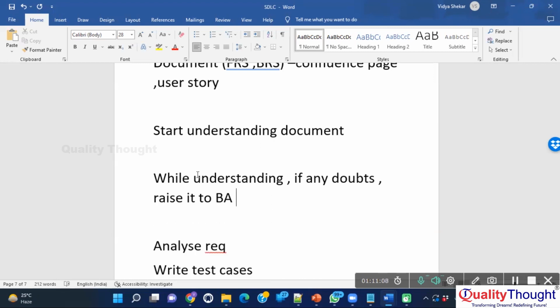Generally, the BA is with senior people in the organization who are interacting with the customer. You cannot directly ping him and call him and say that I have a doubt, can you explain? You are going to log this in one document which is called the requirement clarification note. Later you will set up a meeting with him and clarify all your doubts.